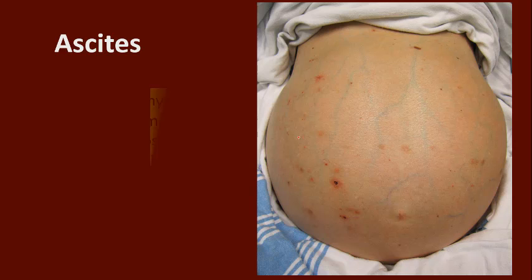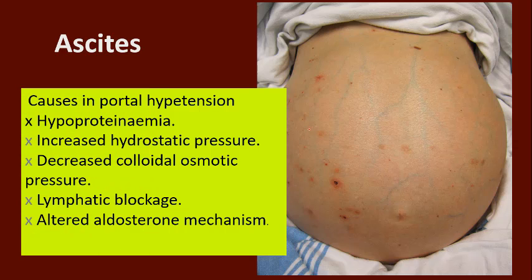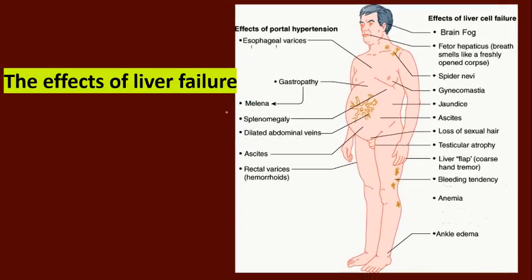The causes of ascites in portal hypertension include hypoproteinemia, increased hydrostatic pressure, decreased colloidal osmotic pressure, lymphatic blockage, and altered aldosterone mechanism. The effects of portal hypertension include, first, the effects of liver failure that include jaundice, ascites, and encephalopathy.